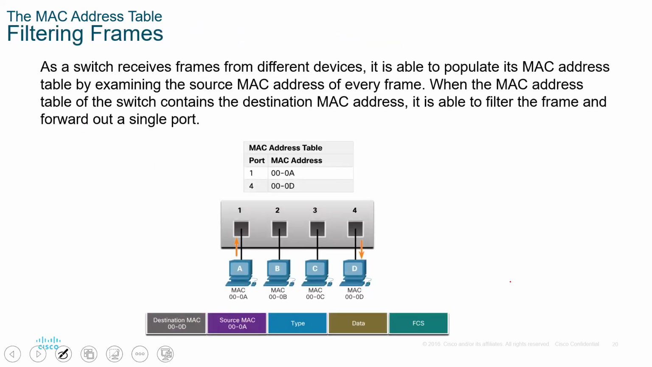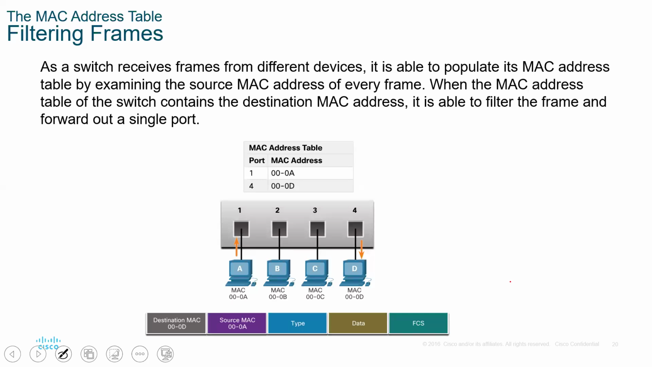So as a switch receives frames from different devices, it is able to populate the MAC address table by examining the source MAC address of every frame. When the MAC address table of the switch contains the destination MAC address, it is able to filter the frame and forward it out through a single port.